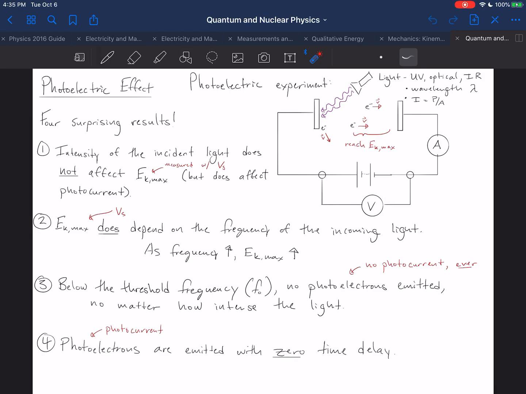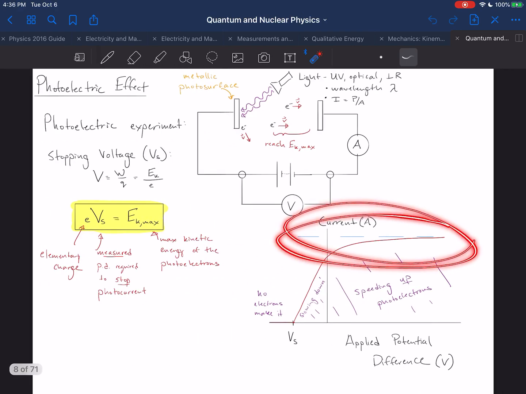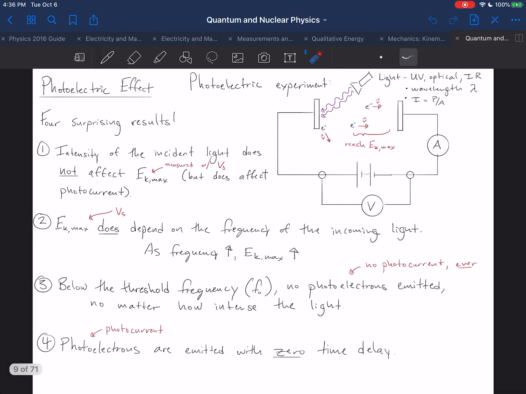But I can crank this up as much as I want, turn this dial to maximum power, and the maximum kinetic energy of the electrons released will not be affected at all. The maximum photocurrent detected is affected. That is, it's going to raise the ceiling here, but it's not going to increase the stopping voltage.